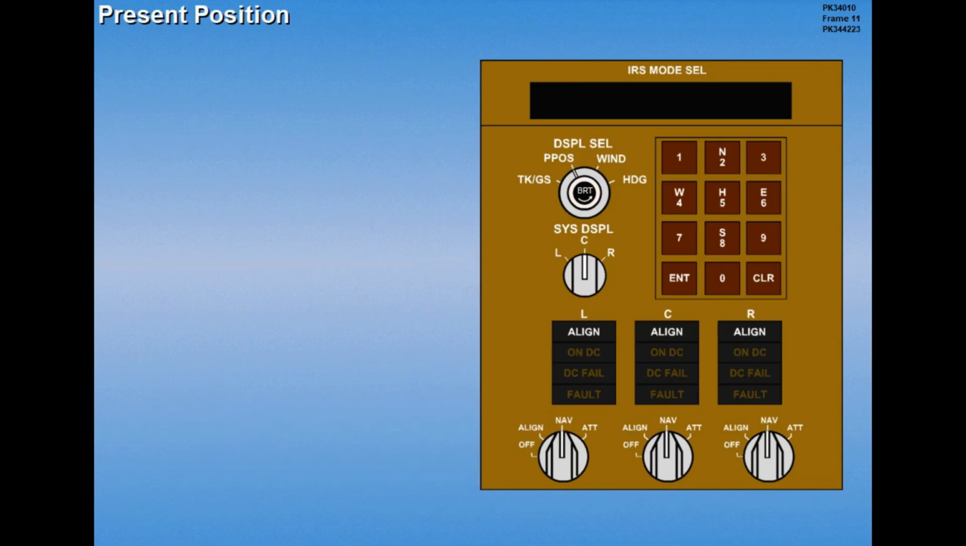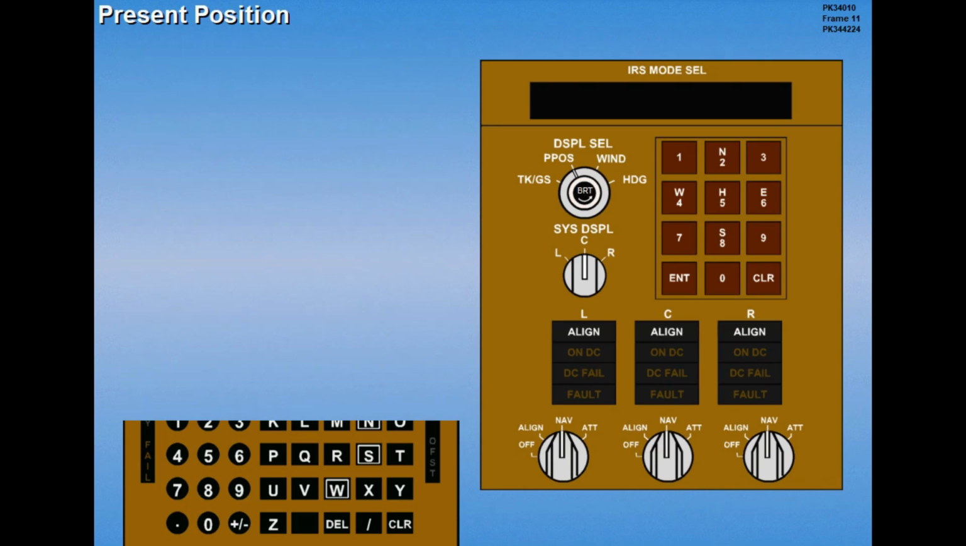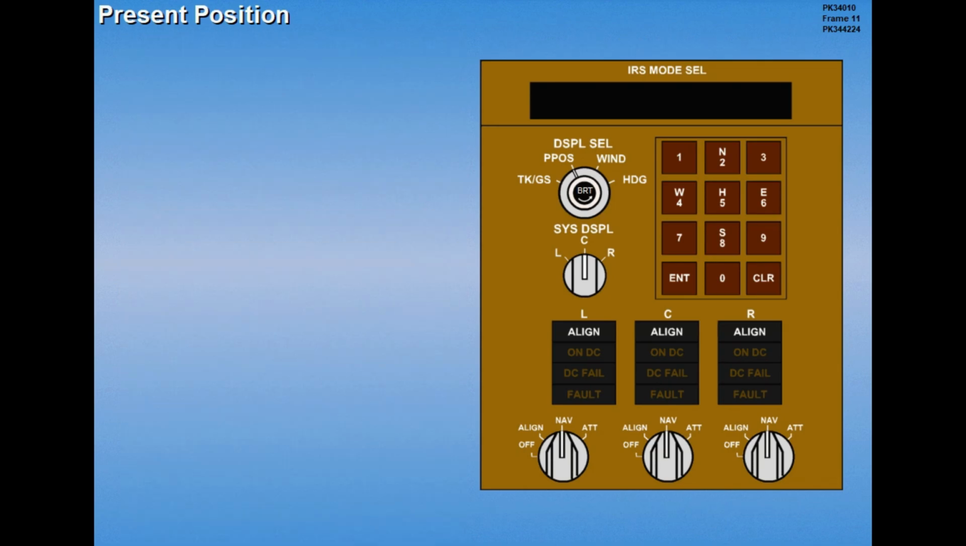While the align light is illuminated, present position must be entered before the system can enter the navigation mode. Normally, present position is entered through the FMS CDU. However, for this lesson, we shall use the IRS mode selector unit.